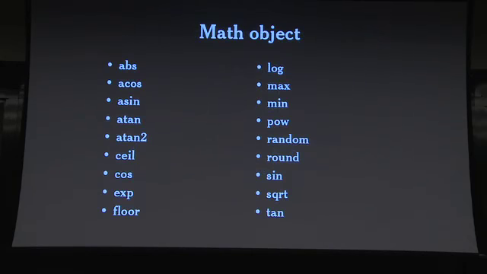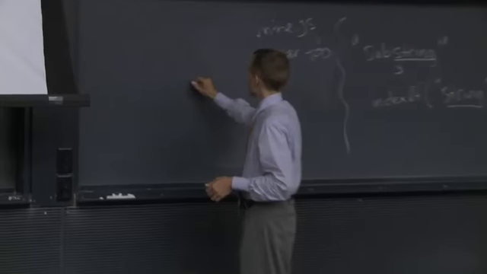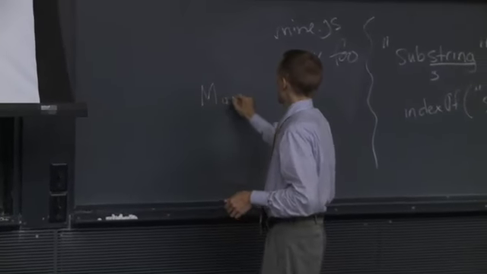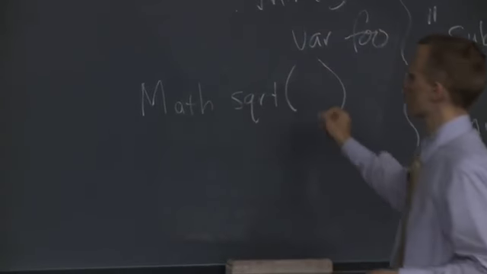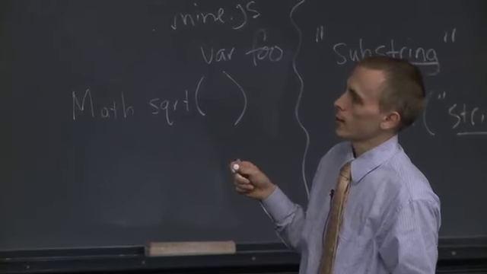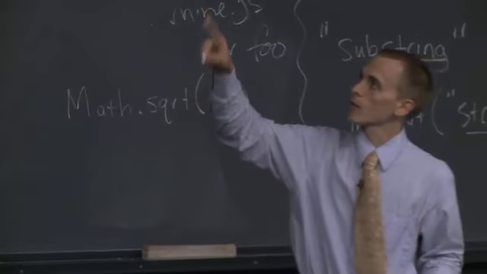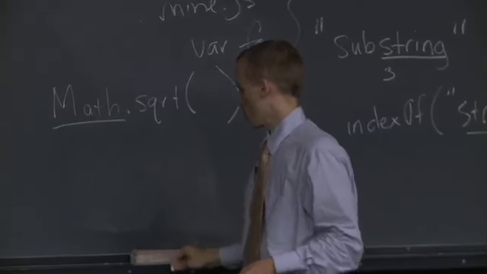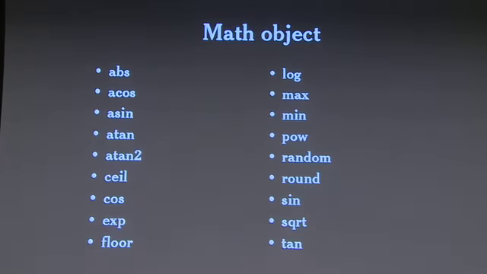In JavaScript, there's a Math object. And when we talk about objects in JavaScript, we use dot notation in order to access the member methods. So in here, you would do Math.sqrt and then pass in parameters in order to get to the square root function. So be aware that if you want to use any of these functions, you have to prefix it with that Math object name stored in a global variable, and then the dot operator.